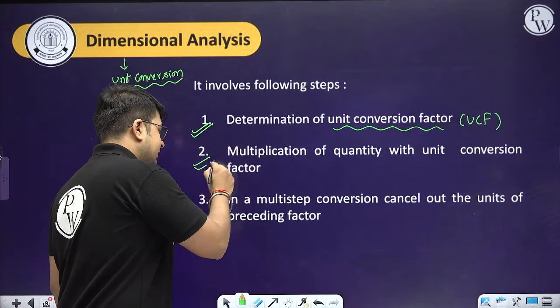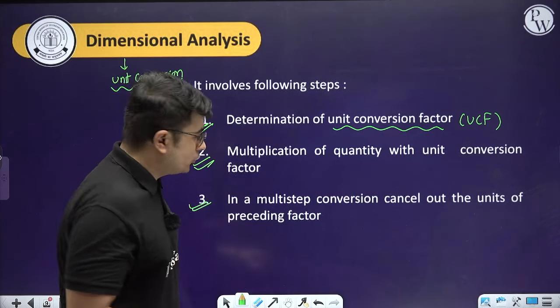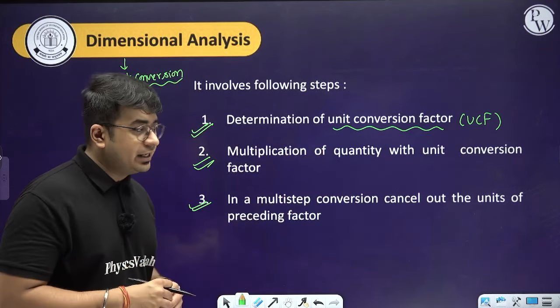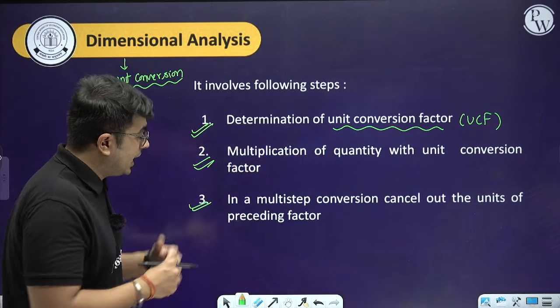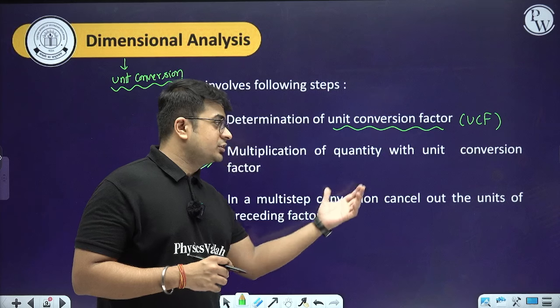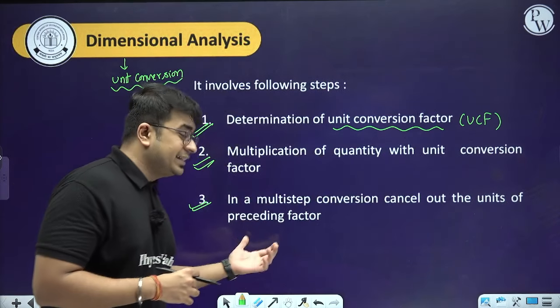Then the second and third steps are very easy. What do you have to do in the second step? Multiplication of the quantity with the UCF, unit conversion factor, and then in multi-step conversions, cancel out the units of the preceding factor. That's it.